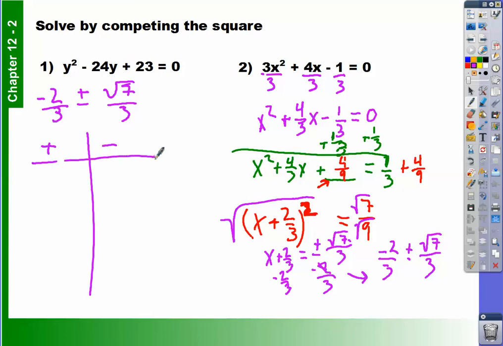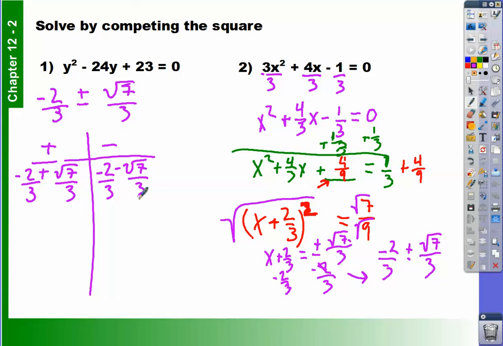So in our positive world, we will have negative 2 plus square root of 7 over 3. In our negative land, we will have negative 2 minus square root of 7, and both of them are over 3. So when you are adding and subtracting fractions, what must be true? Their denominators have to be the same. Are their denominators the same? Yes, thank goodness they are, or else we'd have to do conversion, which will happen. So don't be freaked out when it does.